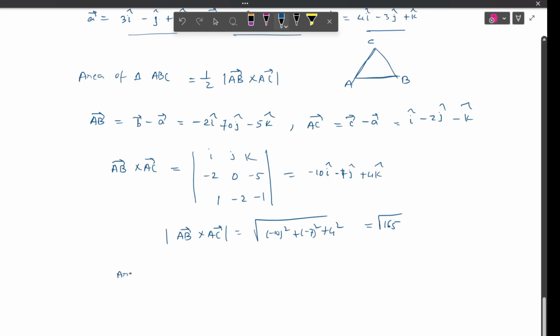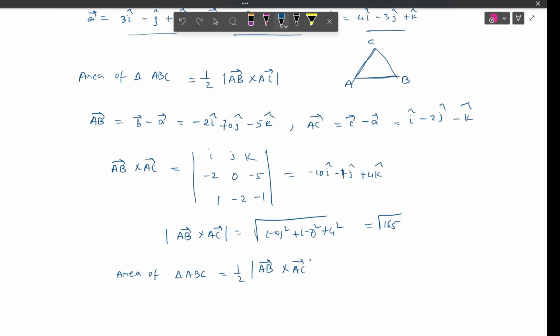And area of triangle ABC is half of modulus of AB cross AC. This would be half of square root of 165. Okay, that's how you have to solve this type of question. Now let us see another question.